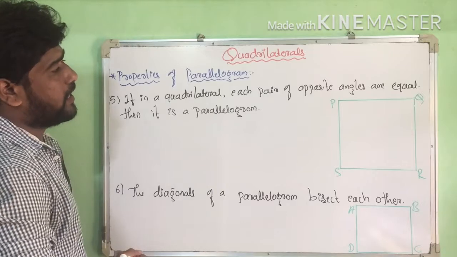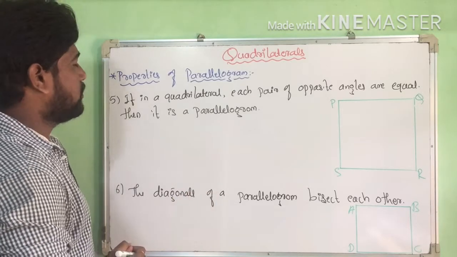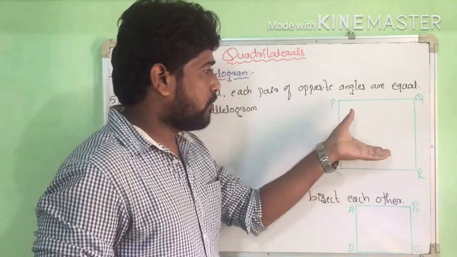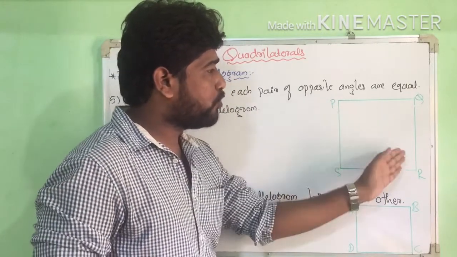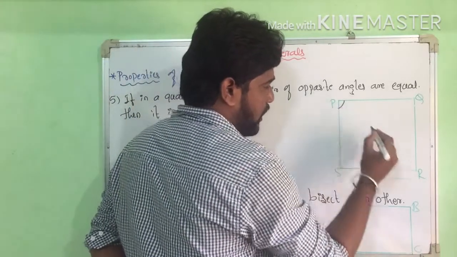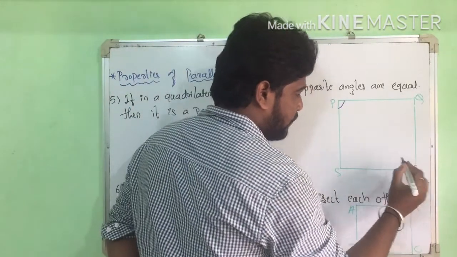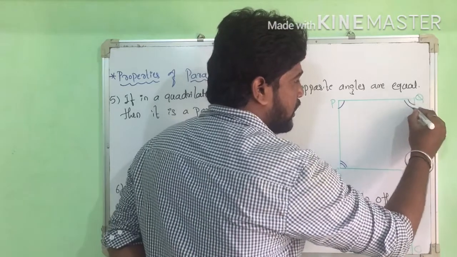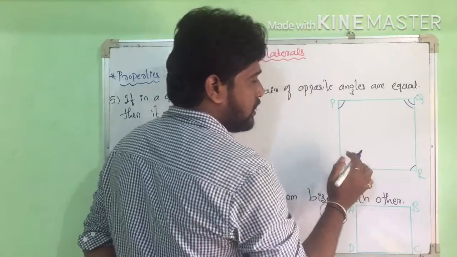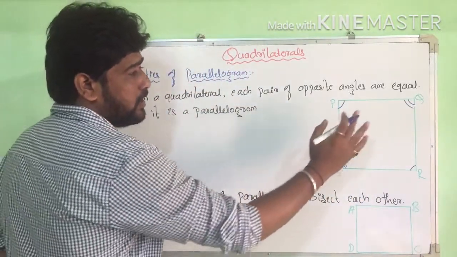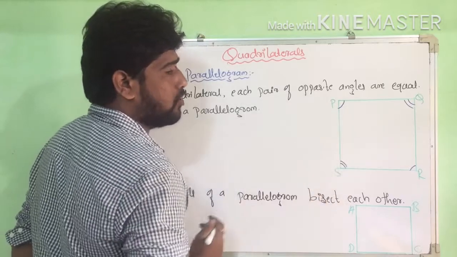If in a quadrilateral each pair of opposite angles are equal, then it is a parallelogram. So here PQRS is a parallelogram. In this parallelogram the opposite angles are equal. It means here angle P is equal to angle R and angle S is equal to angle Q. Here the opposite angles are equal. In a quadrilateral, if opposite angles are equal, it means this quadrilateral is a parallelogram.